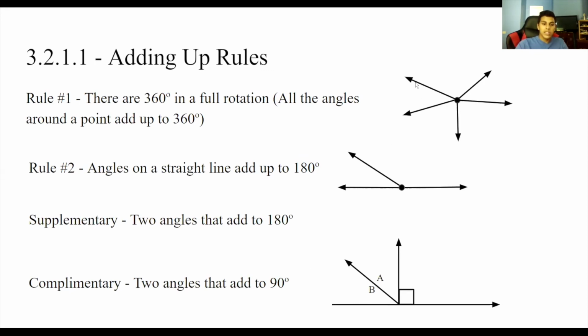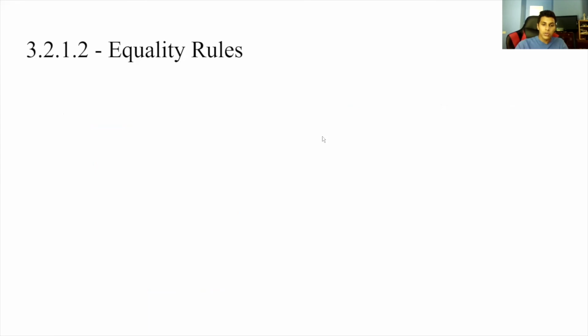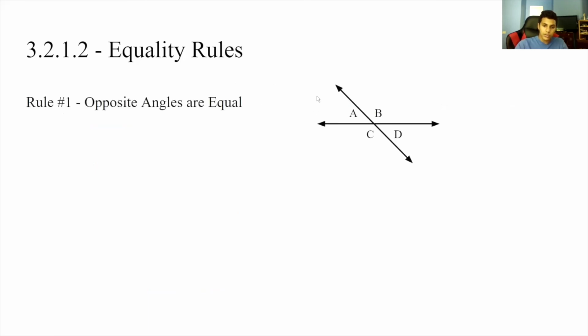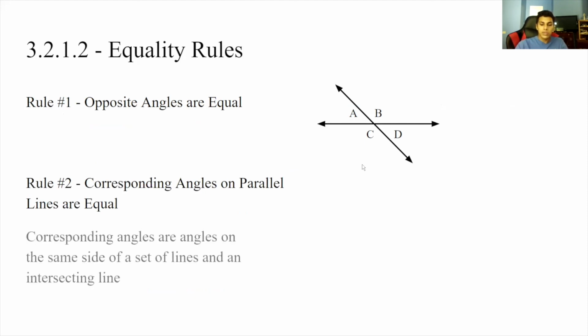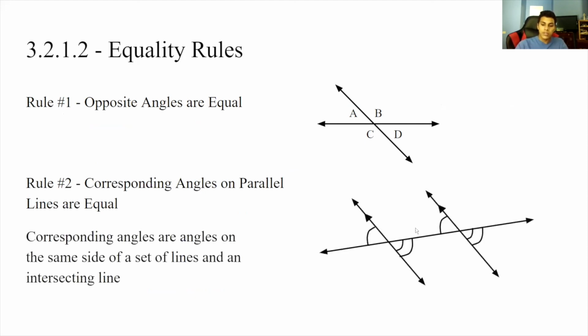After that, we talked about equality rules, and the first equality rule we learned is that opposite angles are equal, which are angles that are opposite a set of intersecting lines. And then we also learned that corresponding angles on parallel lines are equal. And in order to understand this, we looked at a diagram of corresponding angles, which are when the angles are on the same side of a set of intersecting lines, or a set of parallel lines and an intersecting line. And in order for them to be equal, these two lines have to be parallel.